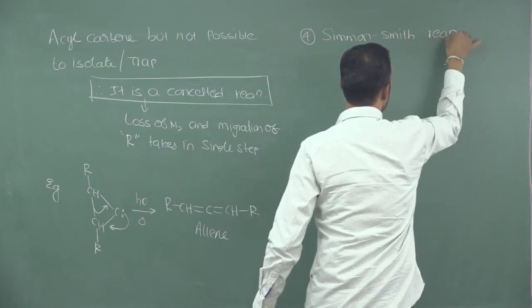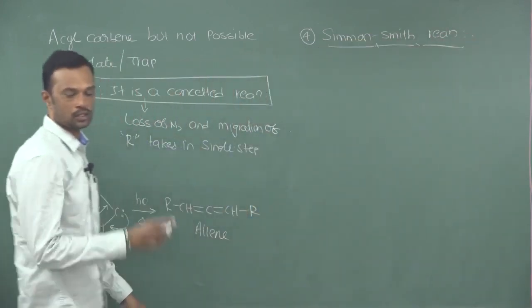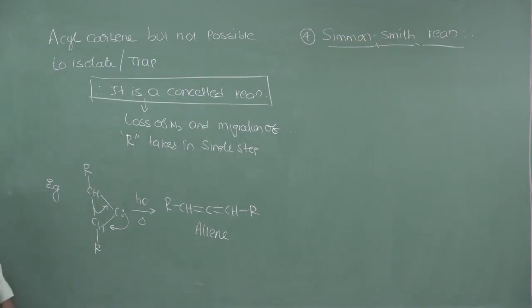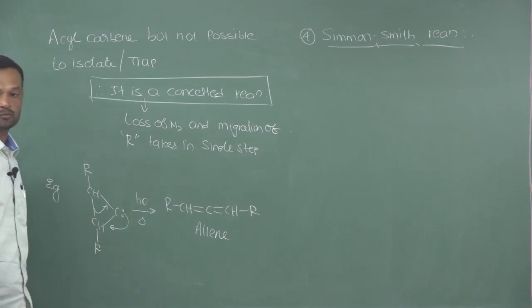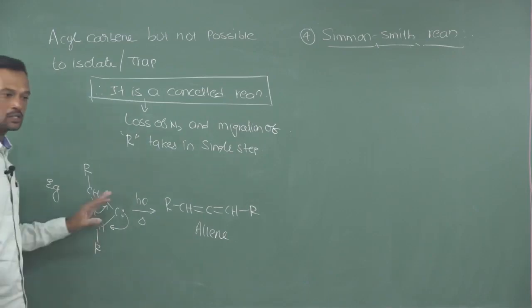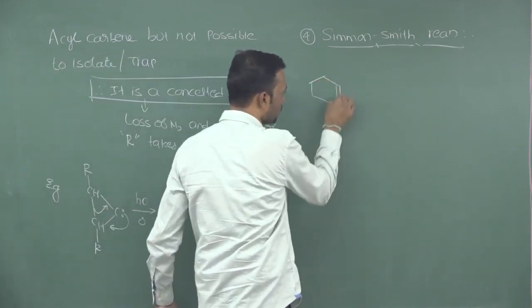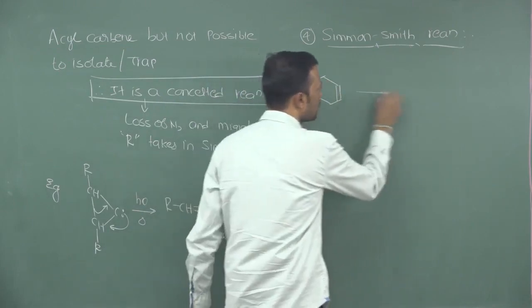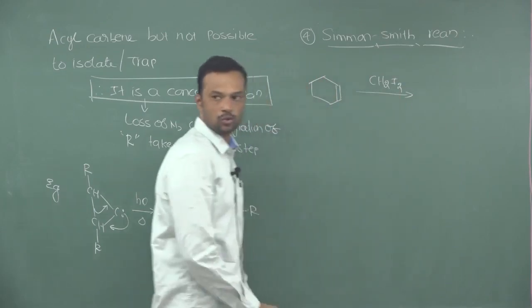Next is the Simmons-Smith reaction. Only one example I will give; applications you will see separately. For olefins it will be zinc carbenoid. Simmons-Smith is also one of the examples where a carbene exists as an intermediate. So can I write like this? See, this is an olefin, cyclohexene, when treated with diiodomethane, CH2I2.